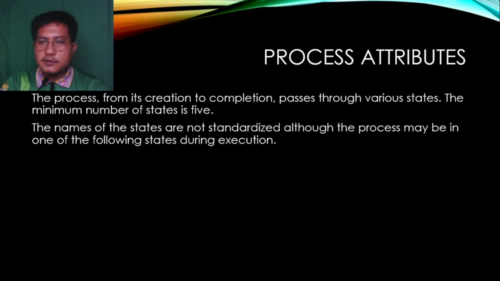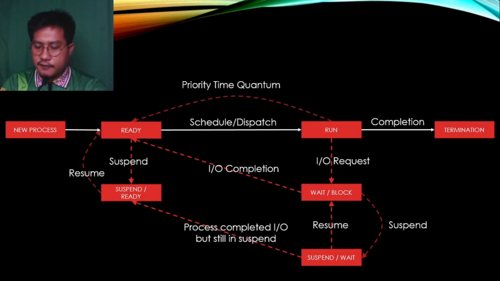Okay, so process attributes. The process from its creation to completion passes through various states. The minimum number of states is at least 5. You can see here: new, ready, run, wait, and termination. So 1, 2, 3, 4, 5.